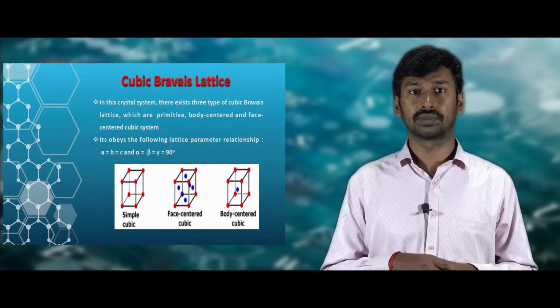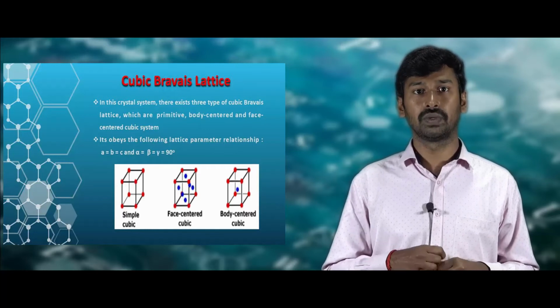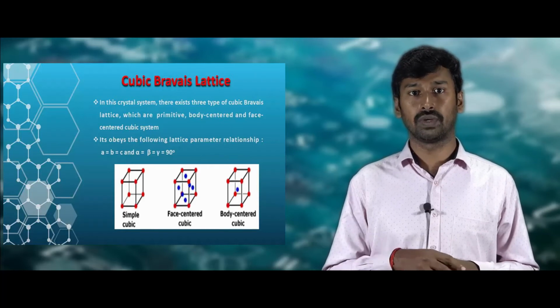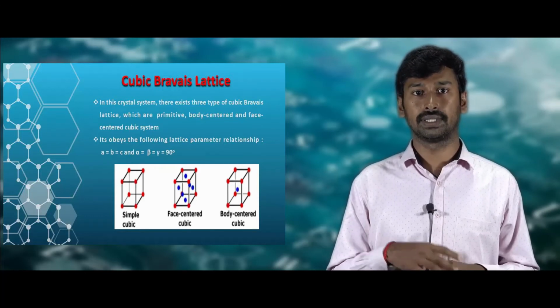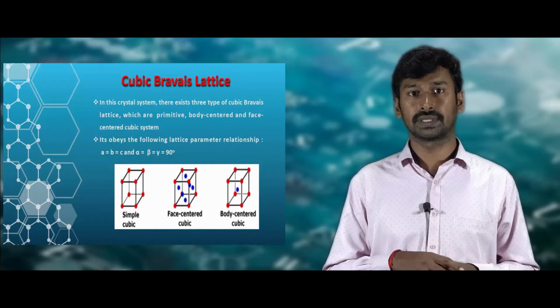Next we are going to see the final one, the cubic Bravais lattice. In this crystal system there exist 3 types of Bravais lattice, which are primitive, face-centered and body-centered cubic systems. It obeys the following lattice parameter relationships: a = b, b = c, and alpha = beta = gamma = 90 degrees. The figure represents the 3 Bravais lattices for the cubic system.